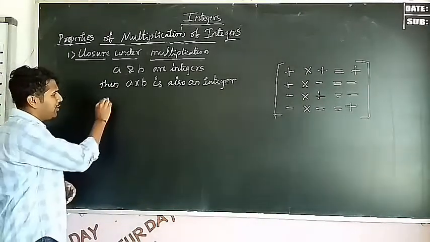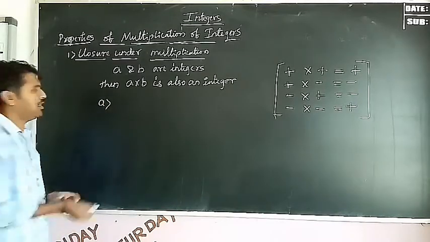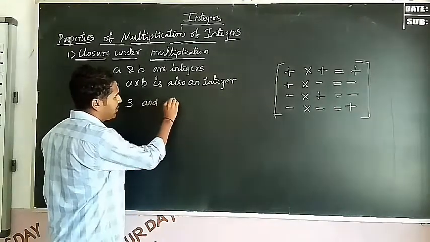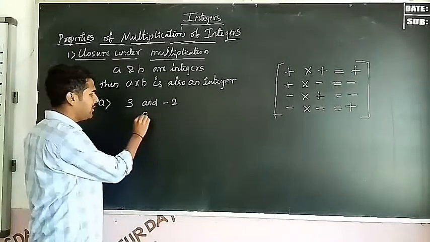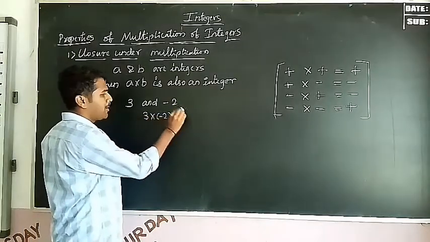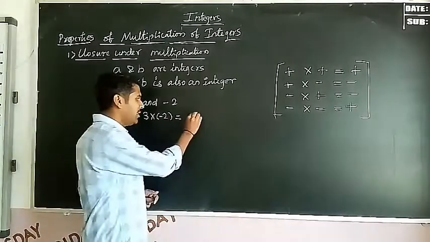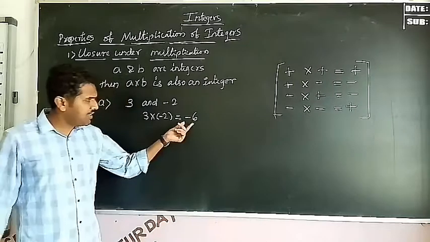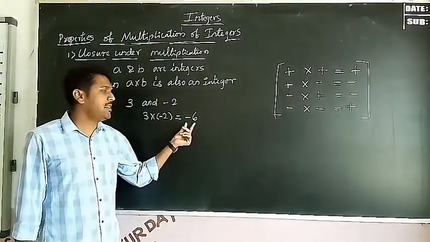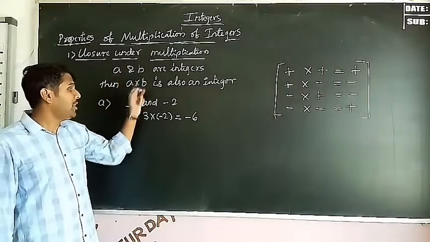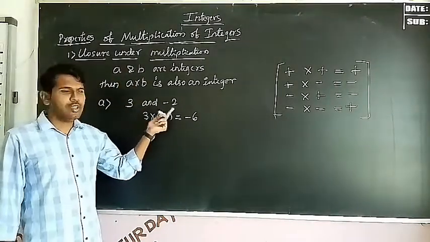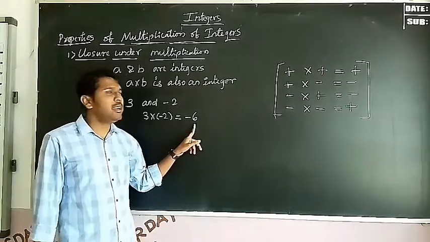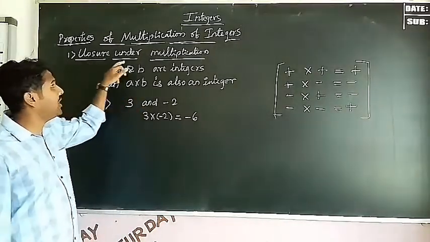Take an example, then only you will understand the closure property under multiplication. Here 3 is an integer and minus 2 is also an integer. So multiply 3 into minus 2. What will we get as the answer? First multiply the numbers: 3 into 2 is 6, plus into minus is minus. Here minus 6 is an integer, no? Yes. So a and b values are 3 and minus 2, and multiplying these two numbers we get an integer, minus 6. So this is closure under multiplication.